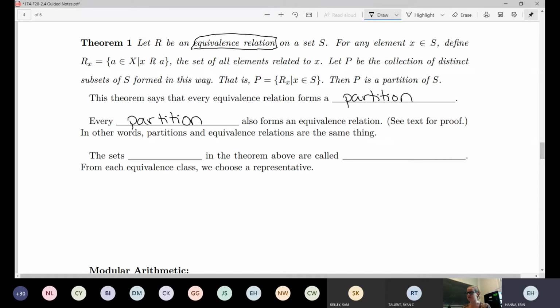If you really want to see a proof, it's in your book. So essentially, partitions and equivalence relations are going to be the same thing. What equivalence relations are going to do is break up a set into a bunch of different pieces. So the sets R sub X in that scary theorem are called equivalence classes.